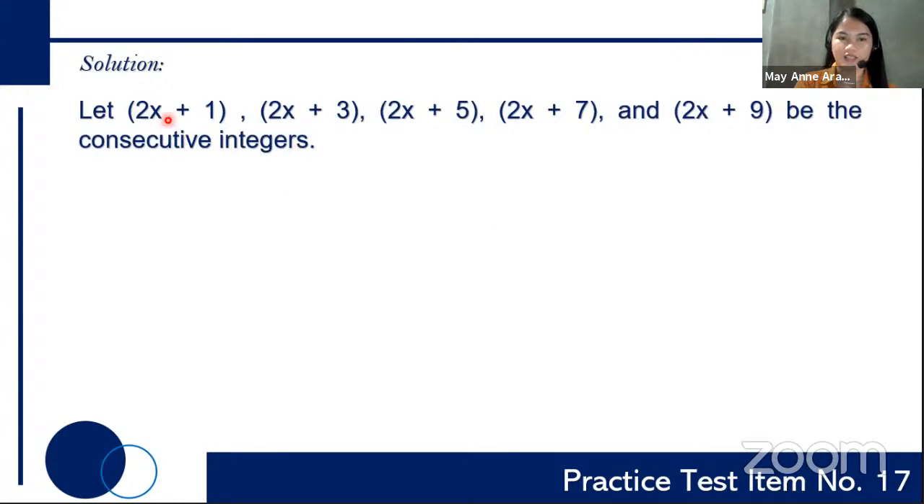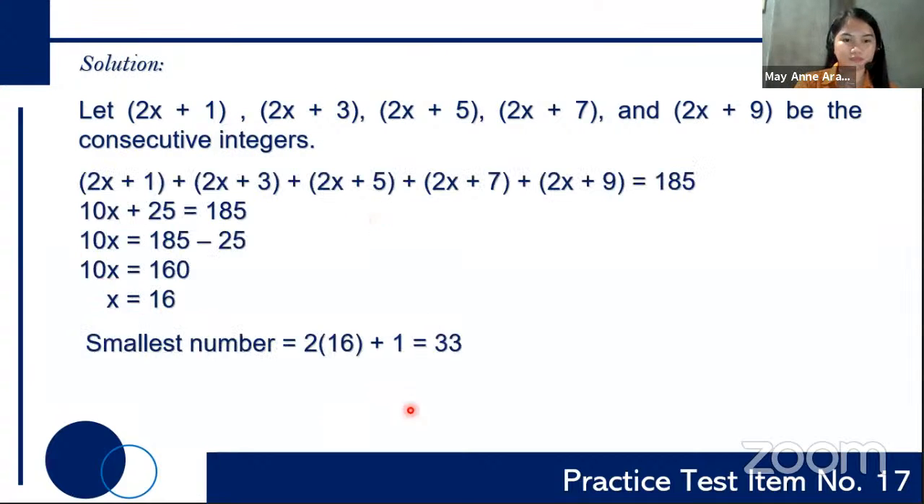Okay, these are the representations of the 5 consecutive odd integers. So, 2x plus 1, 2x plus 3, 2x plus 5, 2x plus 7, 2x plus 9 pala. Sabi ko yan, 2x plus 9. Kapag even numbers naman, magiging even numbers din ito: 2x plus 2, 2x plus 4, ganun. Then just add. So, you have 10x plus the sum of these numbers, so you have 25 equals 185. So, subtract. You have 160 divided by 10. So, you have 33.